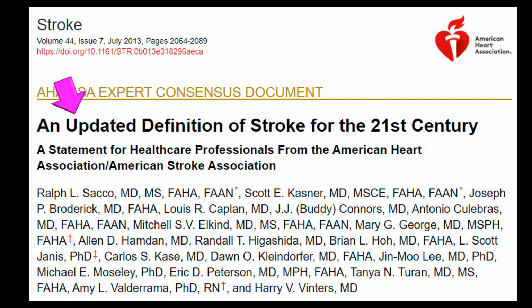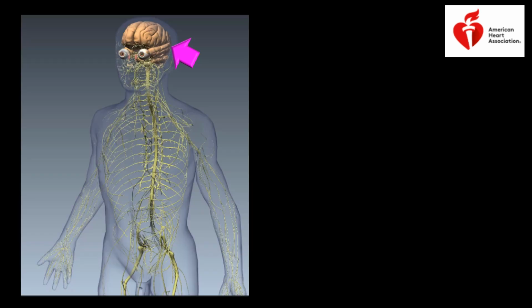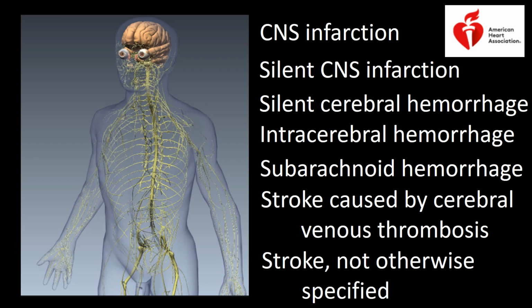The American Heart Association published in 2013 a paper by the title of An Updated Definition of a Stroke for the 21st Century, which, as you can see, includes many authors. In the definition of a stroke put forward in this paper, unlike the one from the World Health Organization, stroke was not restricted to vascular accidents occurring in the cerebrum. It included the brain, meaning the cerebrum, cerebellum, and brainstem, the retina, and the spinal cord. In addition, they went on to define many terms, which I have listed in this frame, as you can see. We will address most of them during this talk. You do not need to read them at the moment.